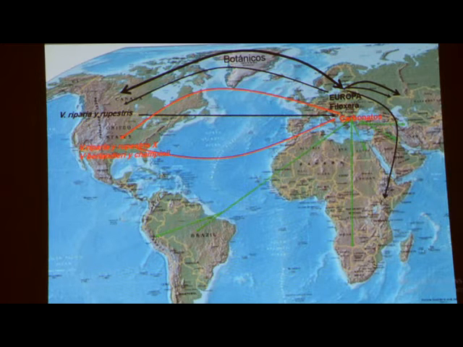So the good selections they made, they spread them out and took them to different countries.